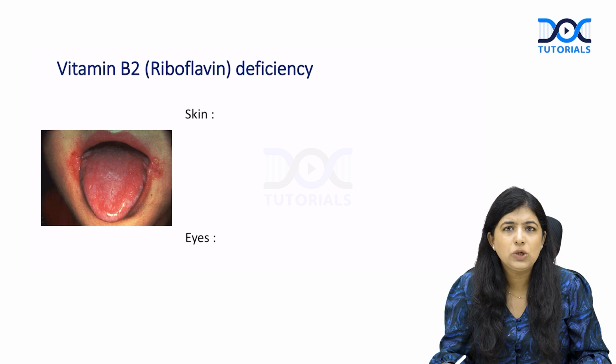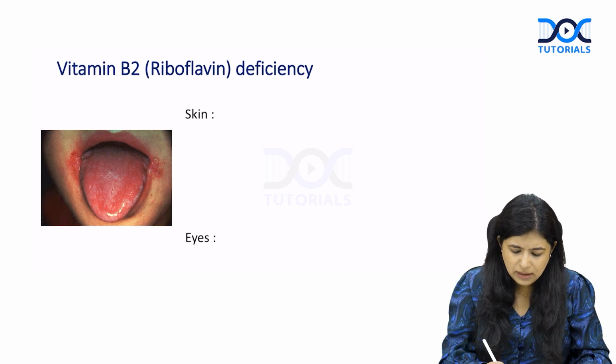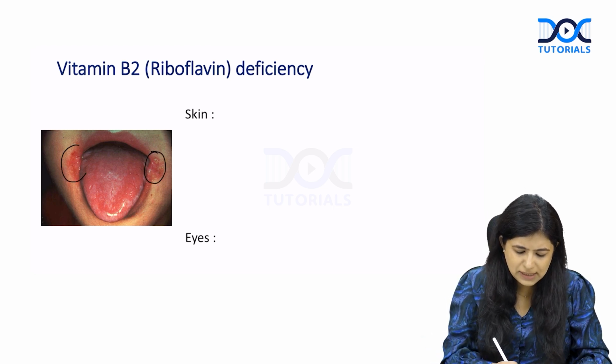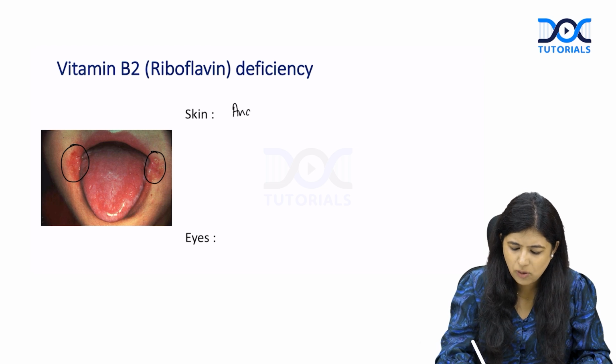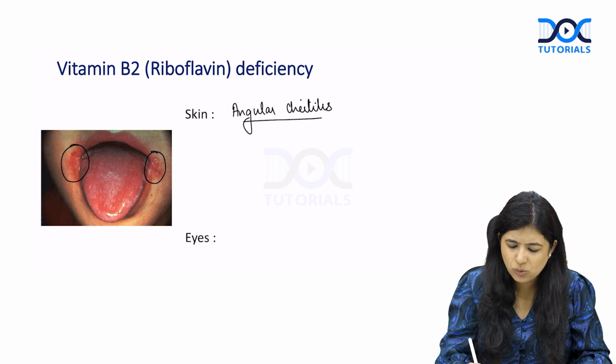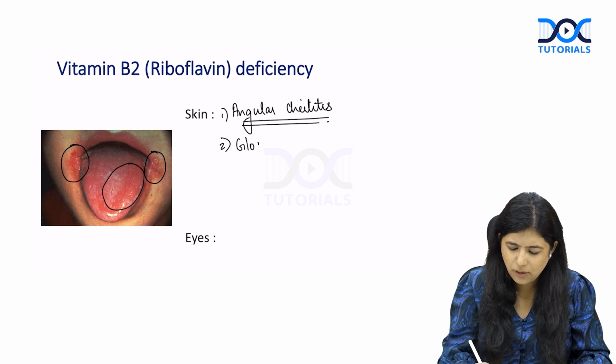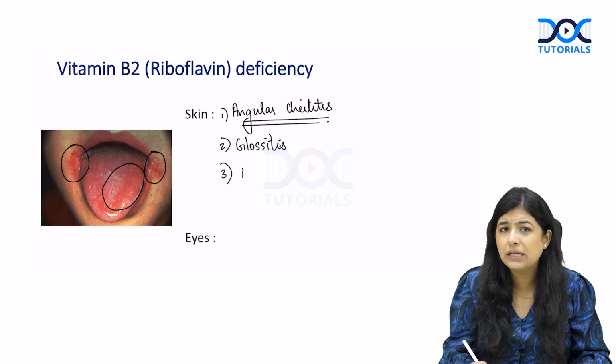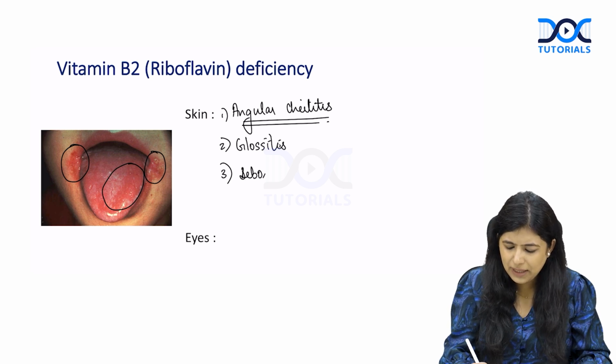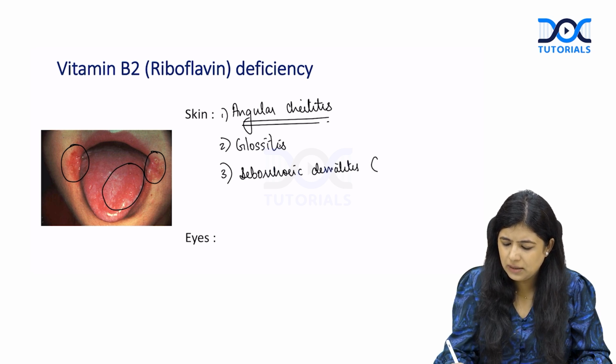Next, we have vitamin B2, that is riboflavin deficiency. The first and the most common thing that you see is this rash on the corners of the mouth. This is called as angular cheilitis. So remember, riboflavin deficiency is one of the causes of angular cheilitis. Then there could be inflammation of the tongue, that is glossitis. And lastly, patients may be at increased risk of developing seborrheic dermatitis, especially in the nasolabial folds.